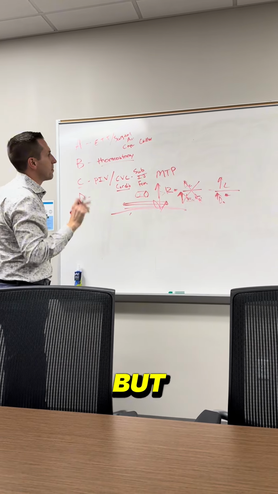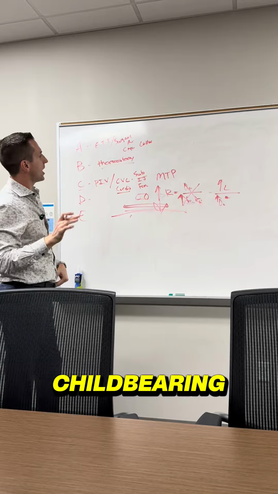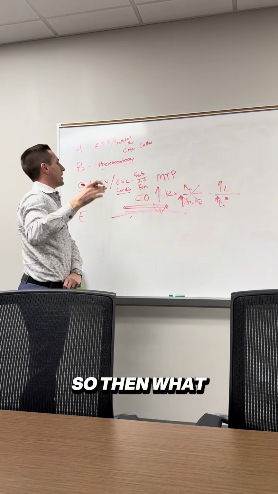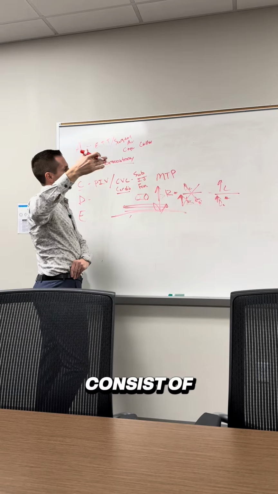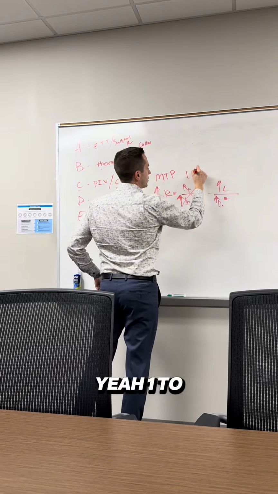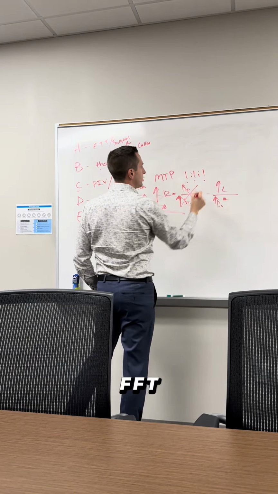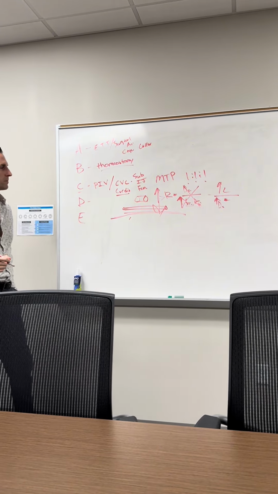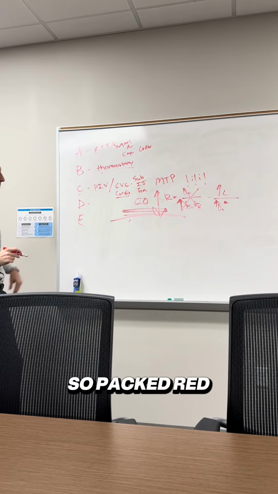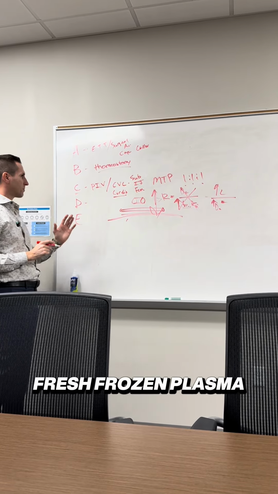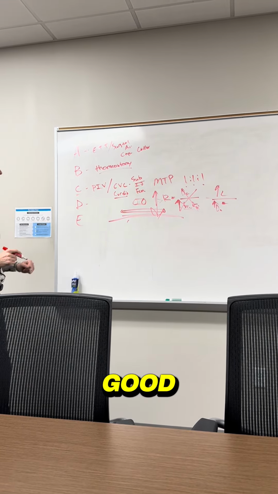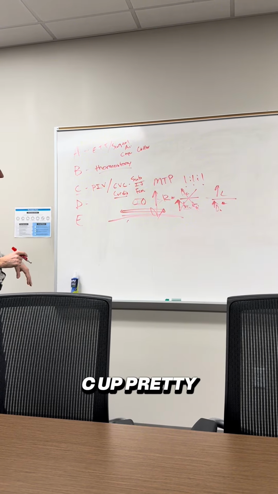We have it, but it's contraindicated in a woman of childbearing age. So then what does the MTP consist of? 1 to 1 to 1. Yeah, 1 to 1 to 1. FFP and packed red blood. Yeah. So packed red blood cells, fresh frozen plasma, and platelets. Good. All right, that beats C up pretty good.